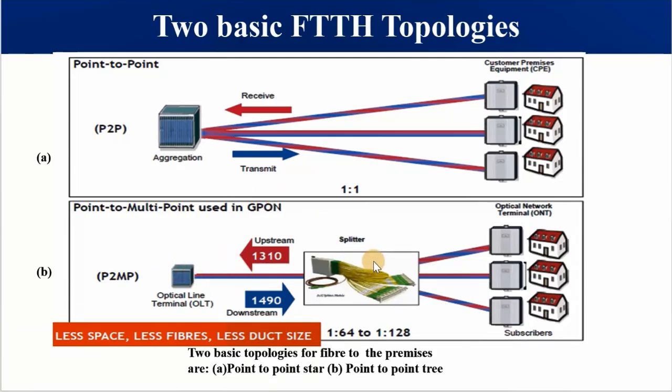So we are going to have a look at how communication is possible on one fiber in both directions at the same time. The direction from the CPE to the OLT is called the upstream direction, and 1310 nanometers is the wavelength used in the upstream direction. In the downstream direction, from the OLT to the CPE or the ONT, we are going to use a wavelength of 1410 nanometers, and this direction is called the downstream direction.